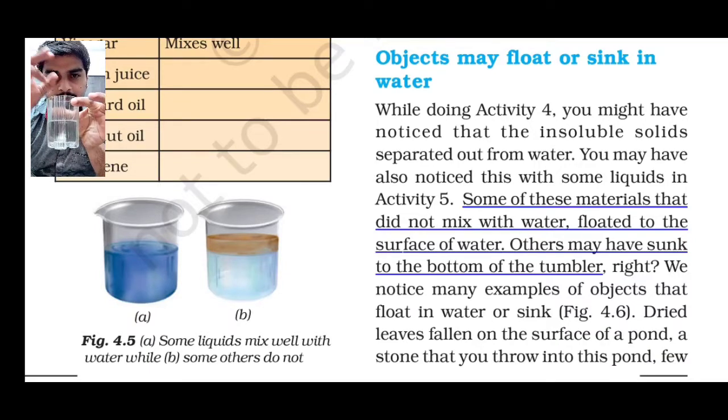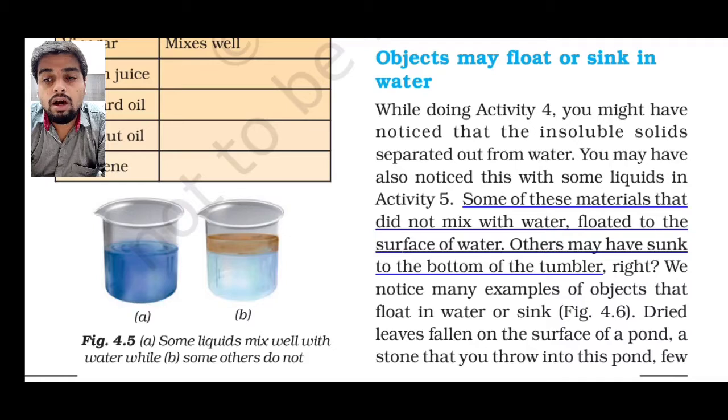If I put this stone in this water, this stone sinks in the water. But if I take this plastic button and put it in this water, as you can see, the button is floating. Let's take another example. If I put this metal tool in the water, this metal tool also sinks. But if I put this bottle cap, as you can see, this bottle cap floats on the water. So in this way, there are some objects or materials which float on water, and some which sink. I hope you are clear with this property also.